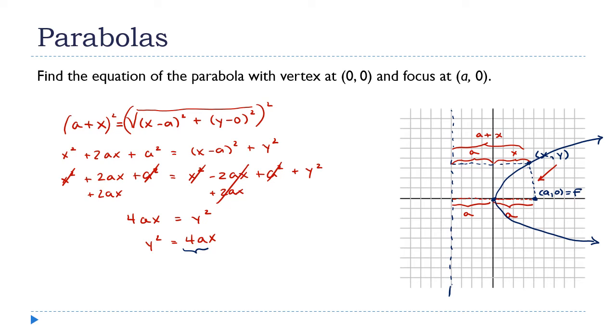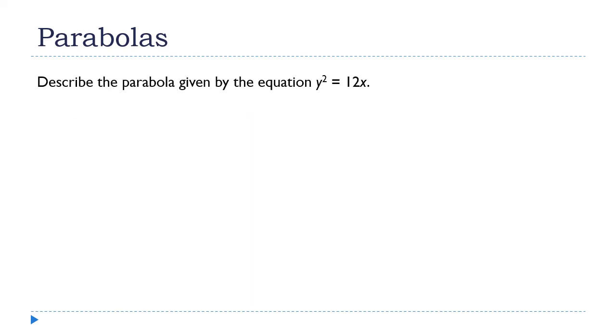A big part of the questions that I'm going to ask is going to involve needing to find that a value. So, as a matter of fact, let's take a look at an example. Say I've got this equation here. I want to describe the parabola given by this equation. What do I mean by that? When I say describe the parabola, I mean give all of the relevant parts. I want to know what are the coordinates of the vertex, what are the coordinates of the focus, and what is the equation of the directrix.